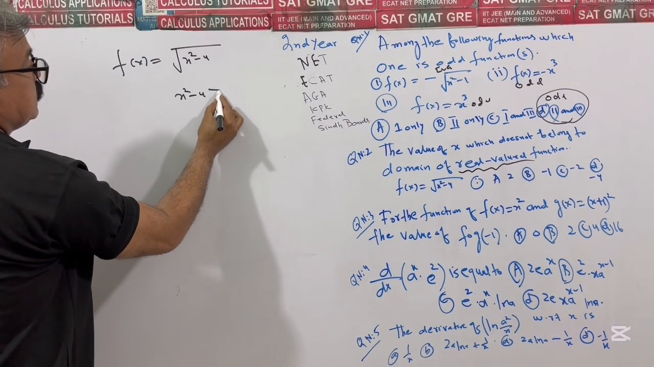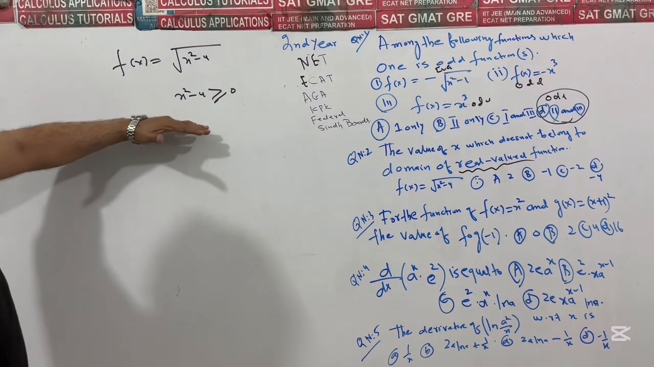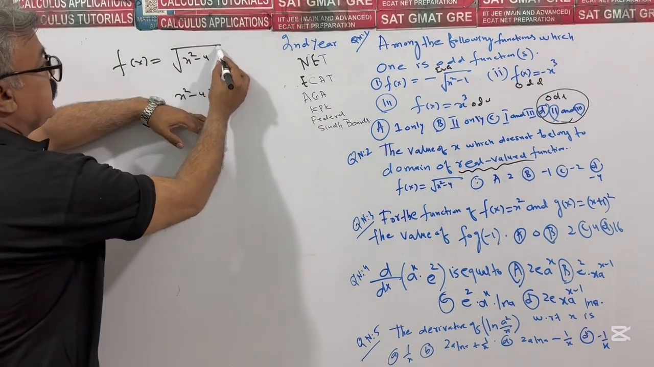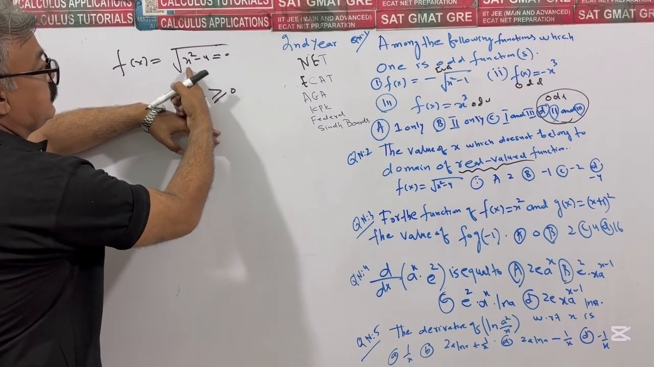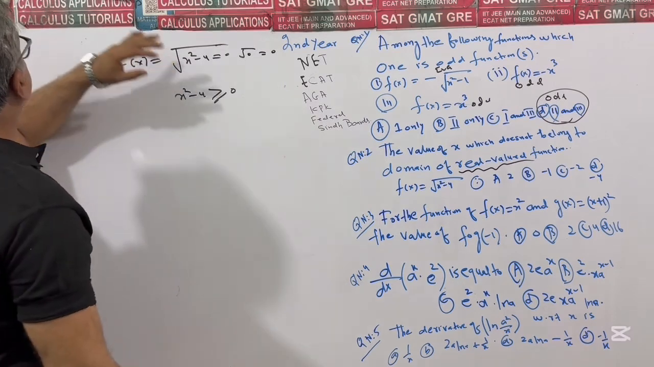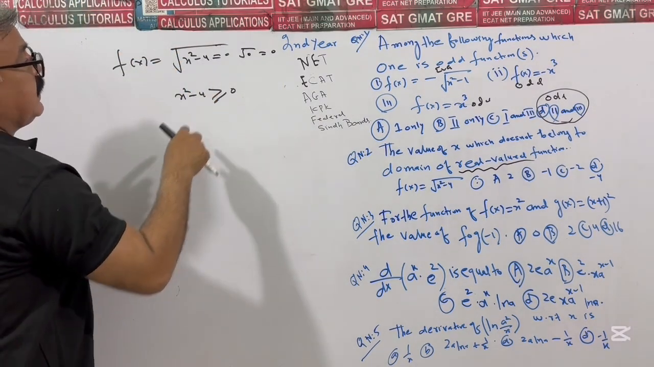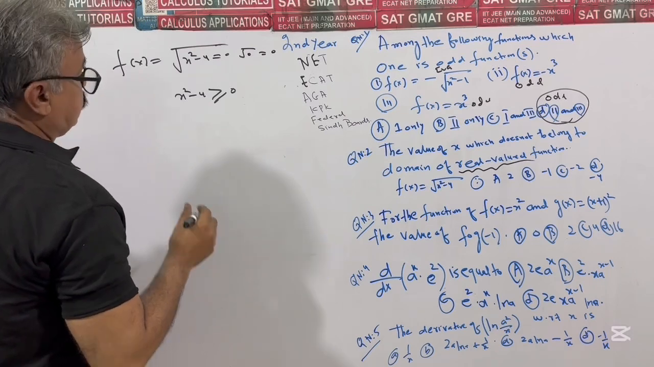So x square minus 4 is greater than or equal to 0. We can afford 0 because if it is overall equal to 0, root 0 is a real number, that's 0. That's why I have written greater than or equal to 0.